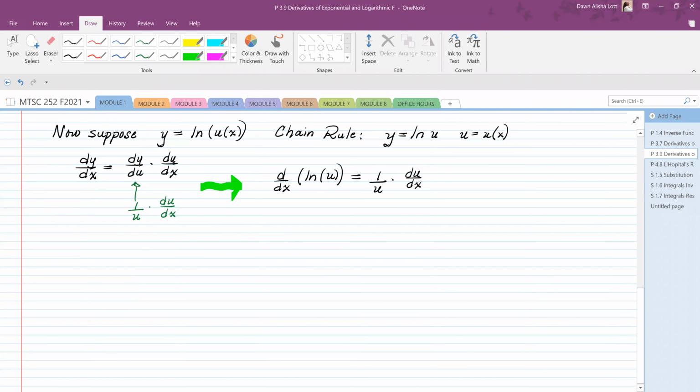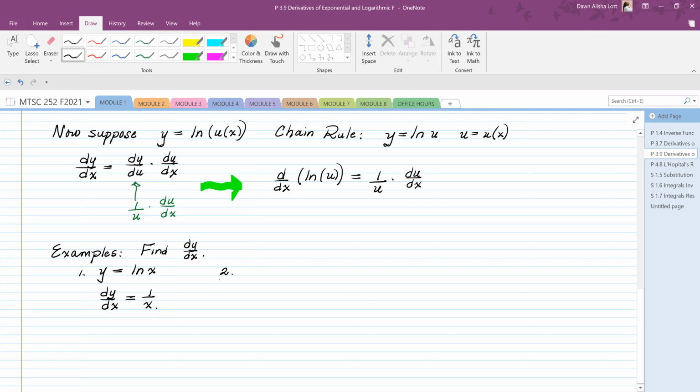So we can do some quick examples. First one is easy. So we want to find dy dx. Y is equal to the natural log of x, then dy dx is one over x. That's our definition.